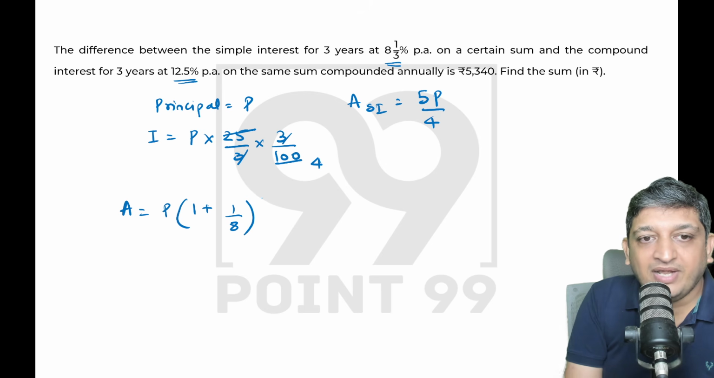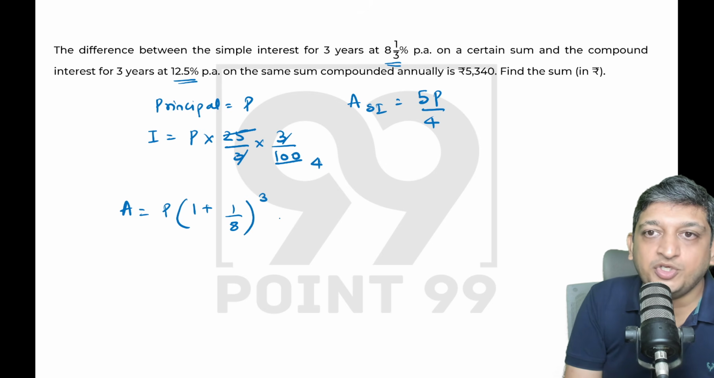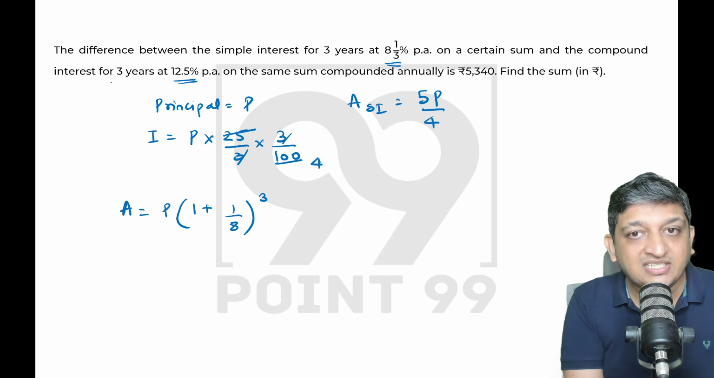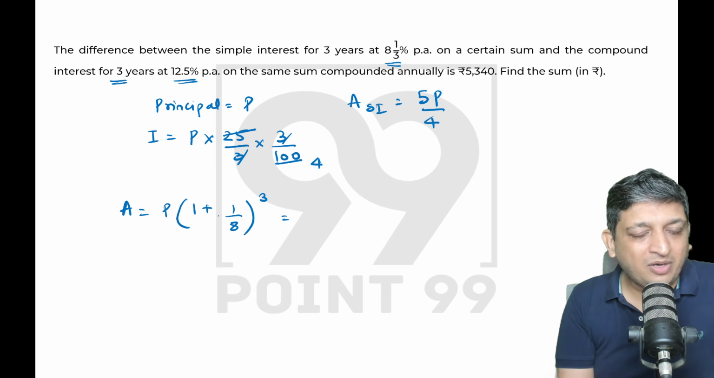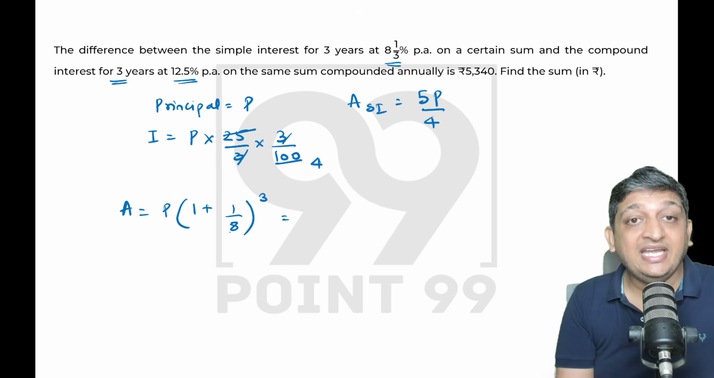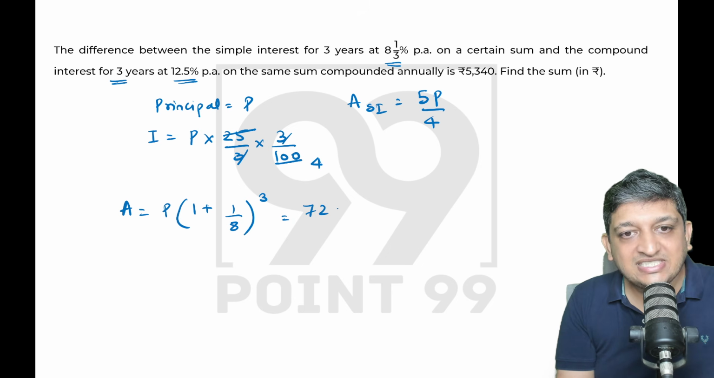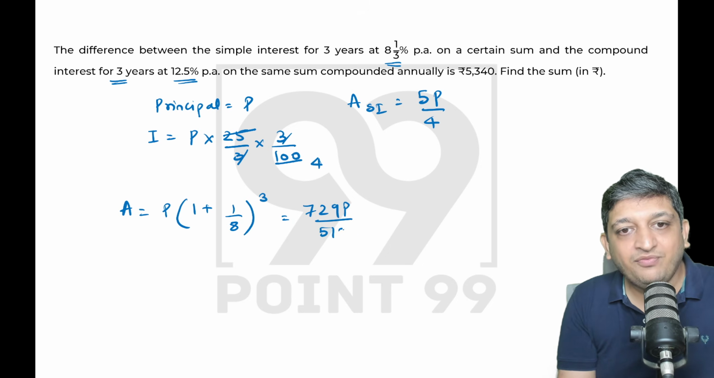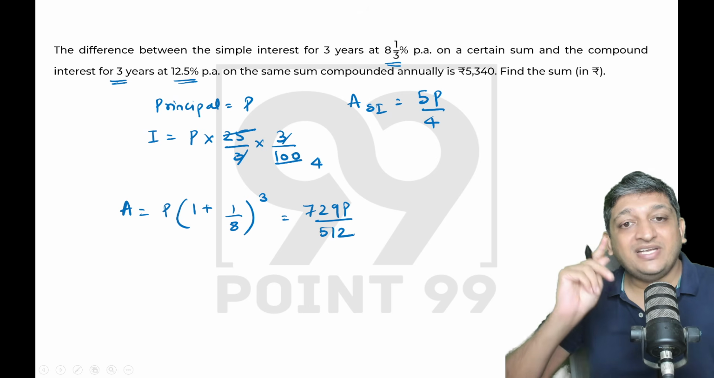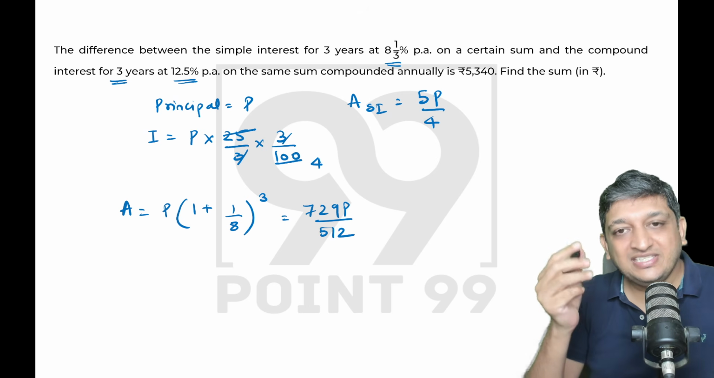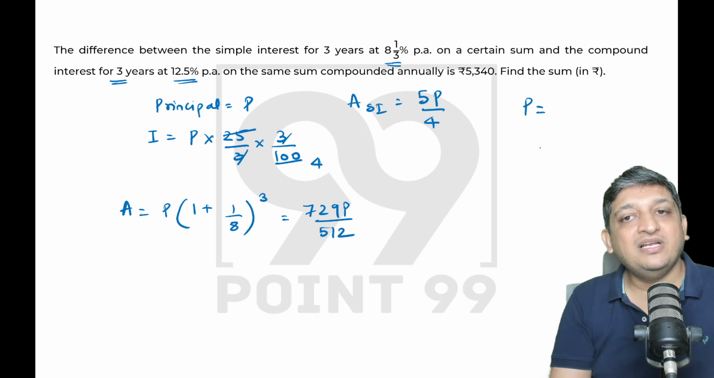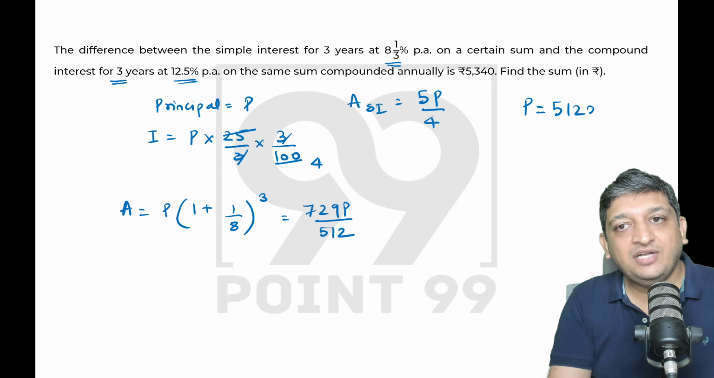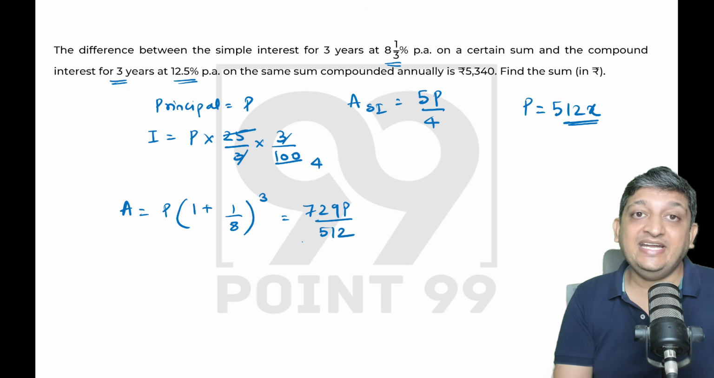So P into 1 plus 1 by 8, the whole cube, because he is going to invest it for 3 years itself. Now what is going to happen in this case? You are going to get some amount that is going to be 9 cube by 8 cube, or you are going to get 729P by 512. Now the funny thing you can do here is, instead of getting into the calculations here, you can say let the principal be equal to 512x to eliminate this entirely.